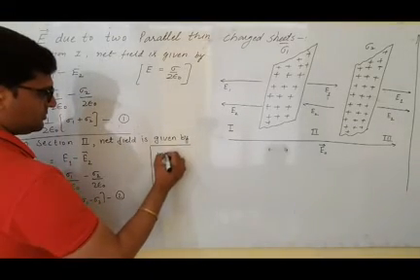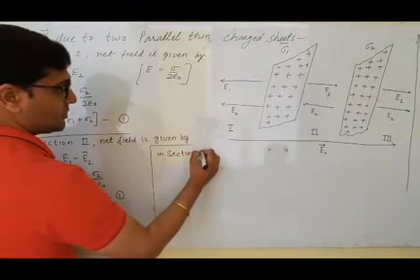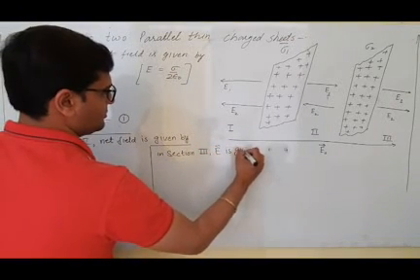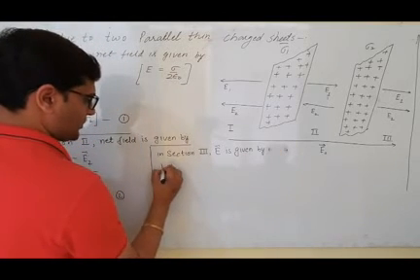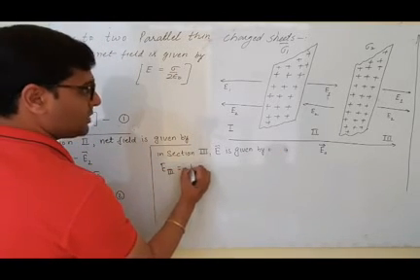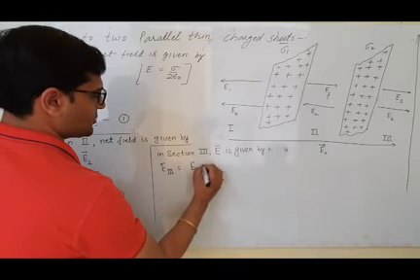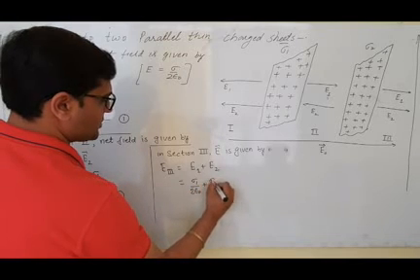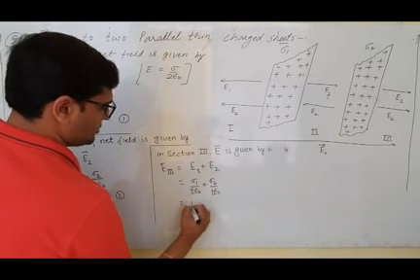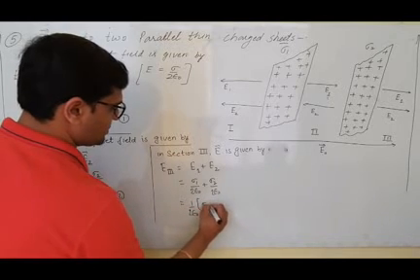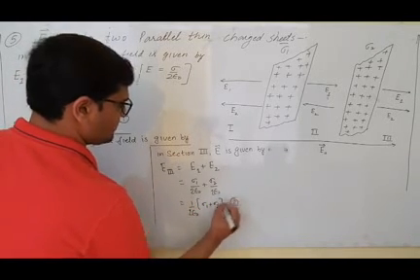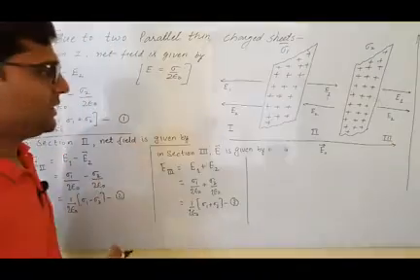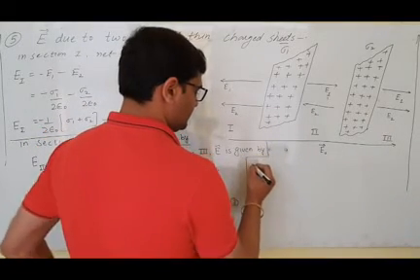In section 3, E in third is given by, both of them will be positive. So sigma 1 by 2 epsilon naught plus sigma 2 by 2 epsilon naught. 1 by 2 epsilon naught is common, sigma 1 plus sigma 2. Equation number 3. We have 3 cases now. Now there is one special case.